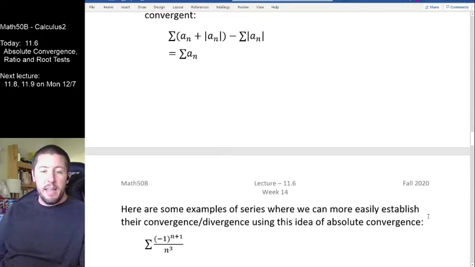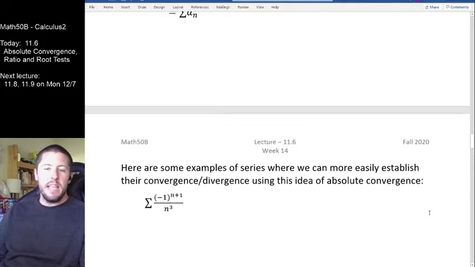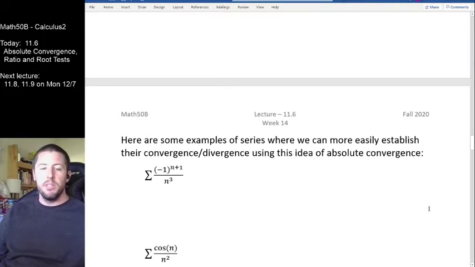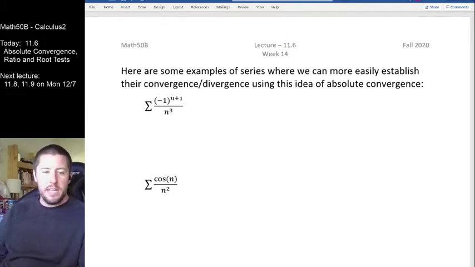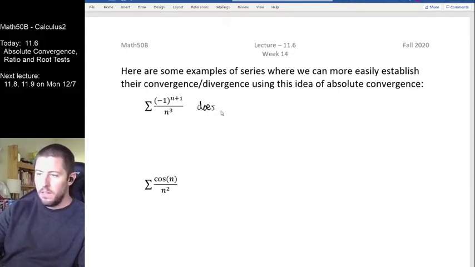So here are some examples of series where we can more easily establish their convergence or divergence using this idea of absolute convergence. Just a couple of quick examples before we see a couple more tests and do a bunch more examples. Here I can say, let's determine if this converges. Does it converge?